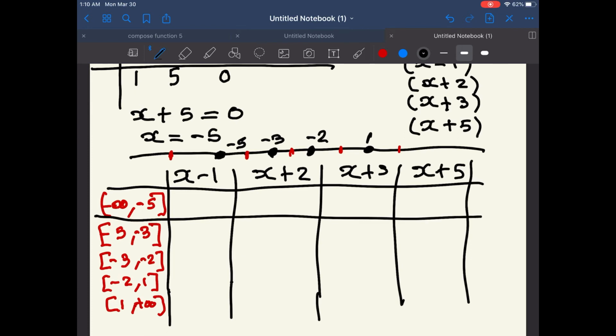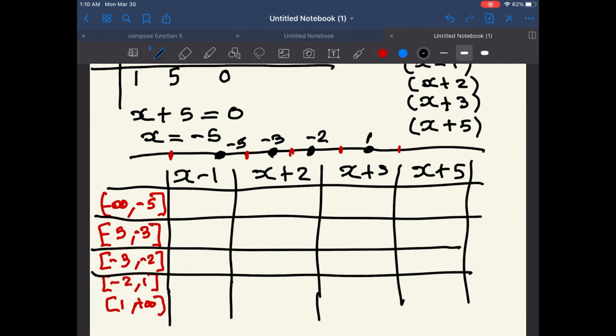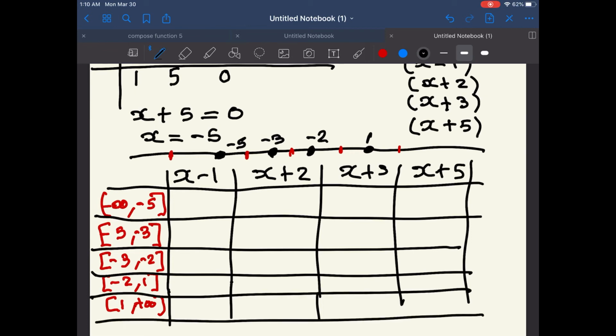And I create the table. This is my table. And at the end, I'm going to add another column. My final answer is in this last column.